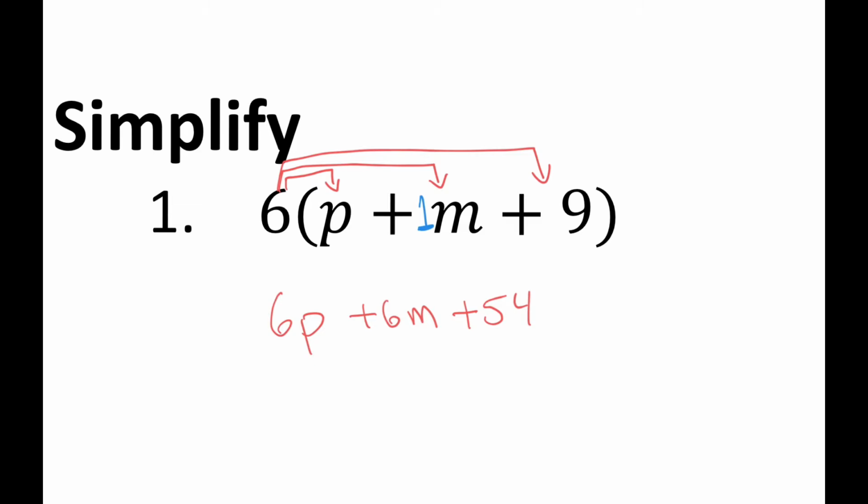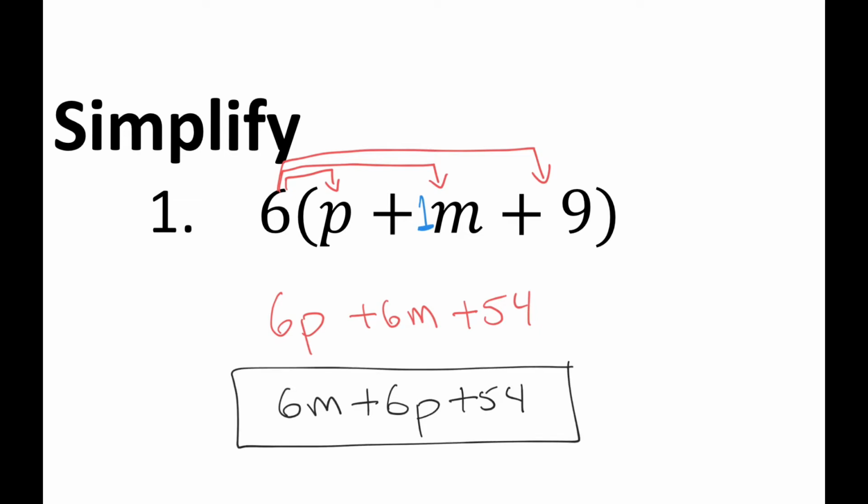You always have to check if you have like terms, but the variables are not the same. Notice here the p and the m, and the 54 is a constant. It doesn't have a variable. So these are not like terms. Now in mathematics, we like to write the answer in standard form, which means that we need the variables in alphabetical order. And m here is before p in alphabetical order. So you can switch those two terms. You can put the 6m first, and then the positive 6p. And the constant is always at the end. So you have the plus 54 at the end. So that is the answer.